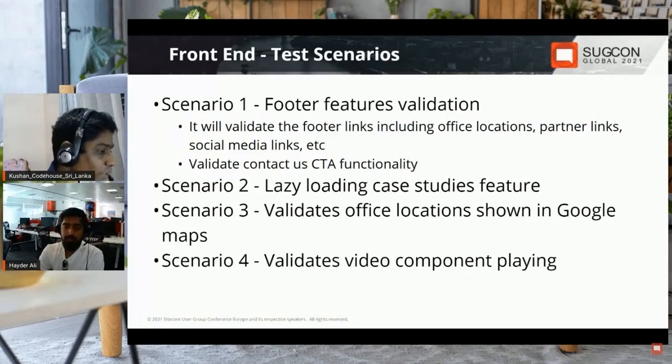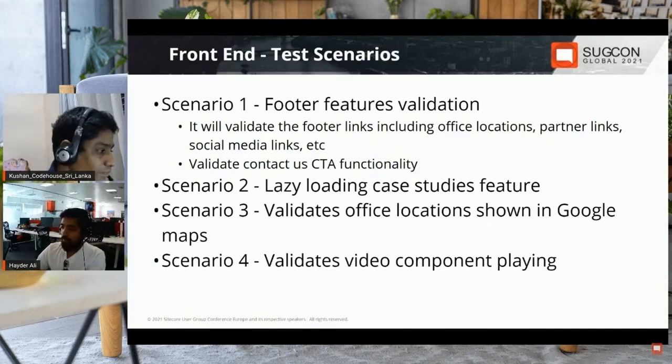When we go to Google Maps, we do a pixel to pixel matching of the Google Maps images and validate whether the actual Google Map has been loaded. Then the video component playing: we check whether the video component, which is based on YouTube, is being played on our site. So these are the 4 scenarios. We'll move into the actual execution.